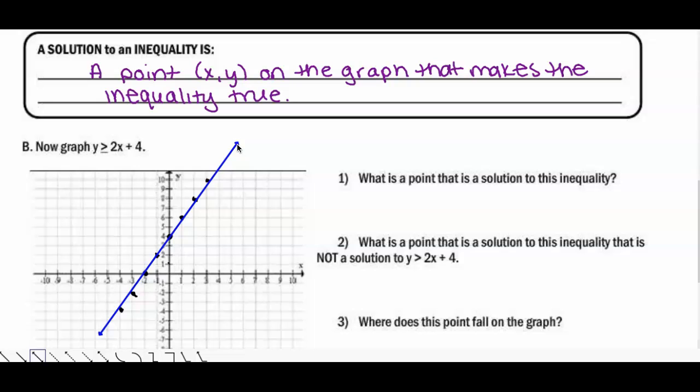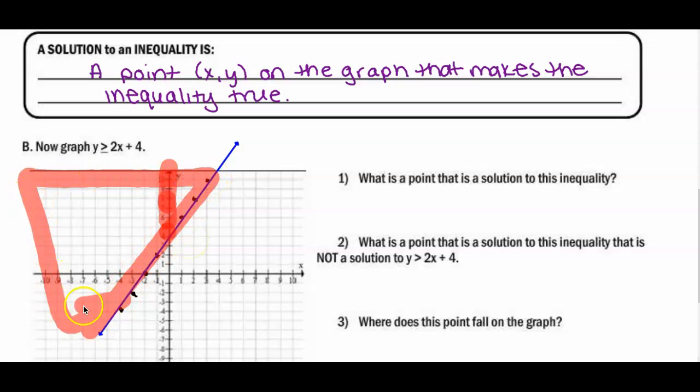So you look at the y-intercept and you decide, okay, from the y-intercept, are the y values bigger above or are the y values bigger below? So with respect to the y-intercept, where are the y values going to be greater? Above. Therefore, we shade above the line. So you look at the y-intercept and you determine what makes that true.